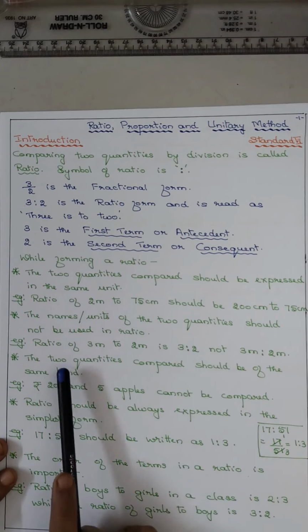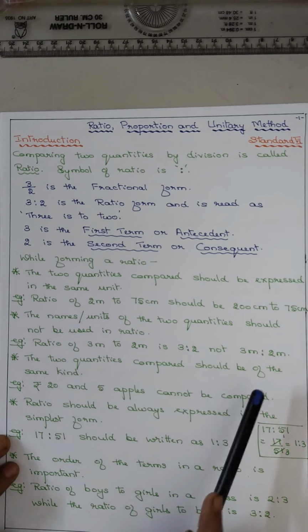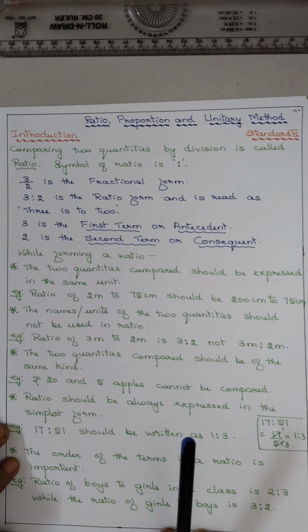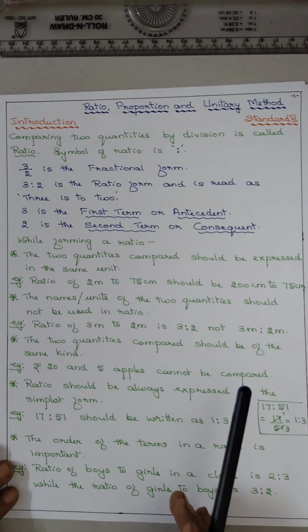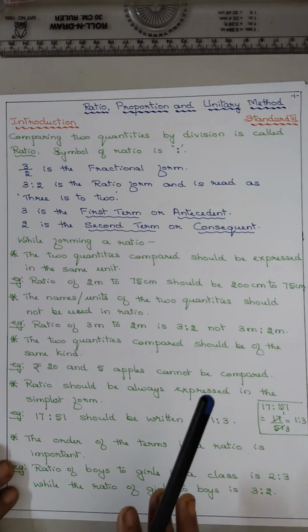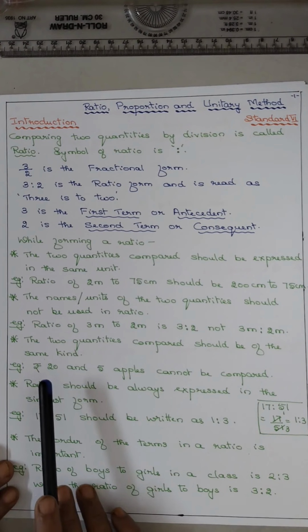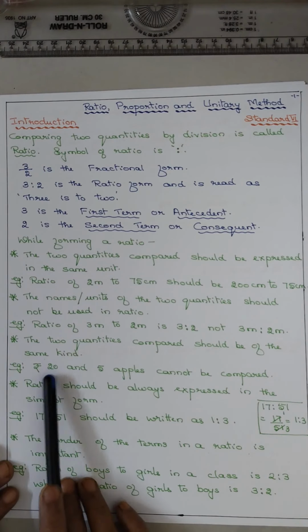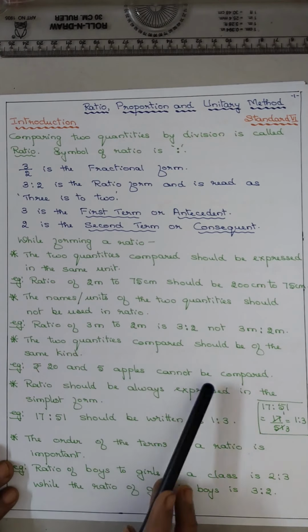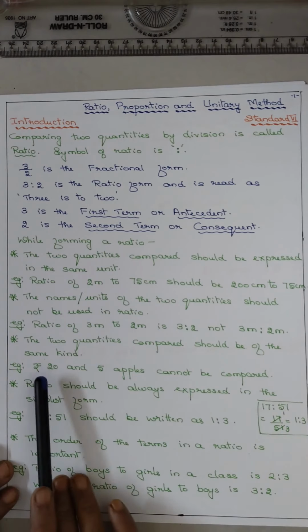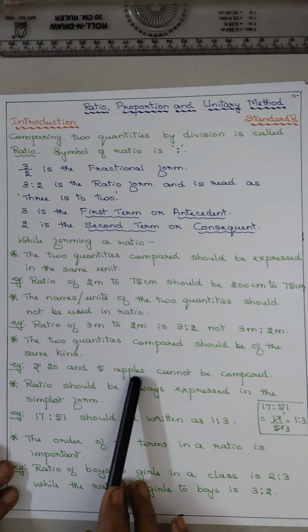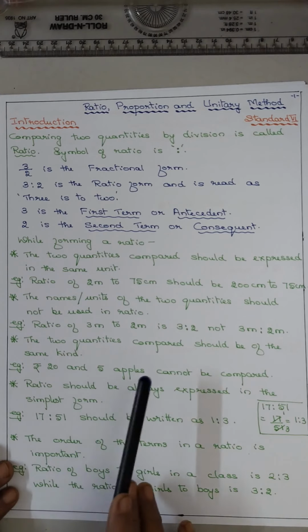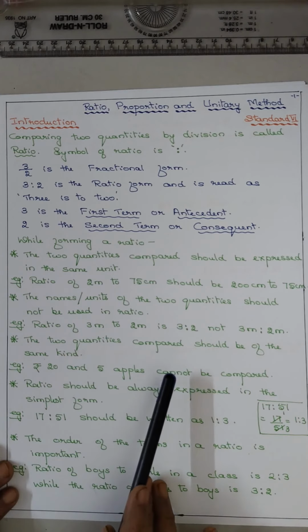Third point, the two quantities compared should be of the same kind. Ratio में जो भी दो term रहता है, जो हम compare करते हैं, they should be of the same kind. Like ₹220 and 5 apples cannot be compared because one is the cost, the other is the number. You can't compare the different quantities.